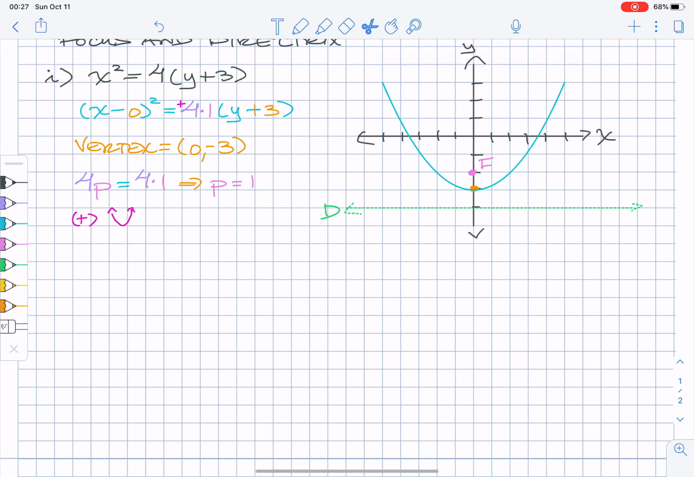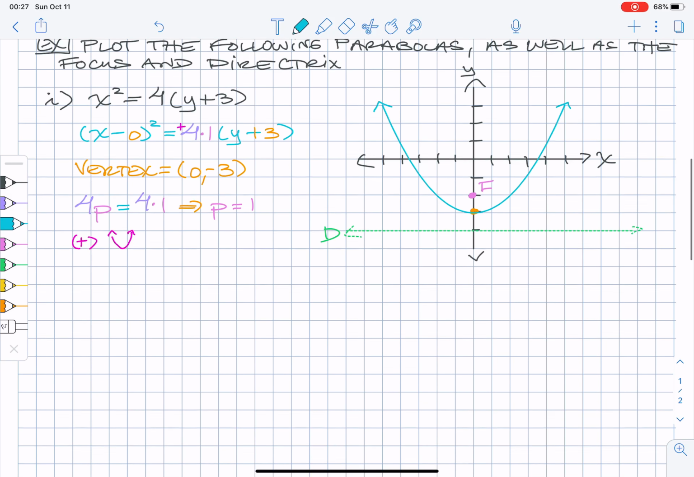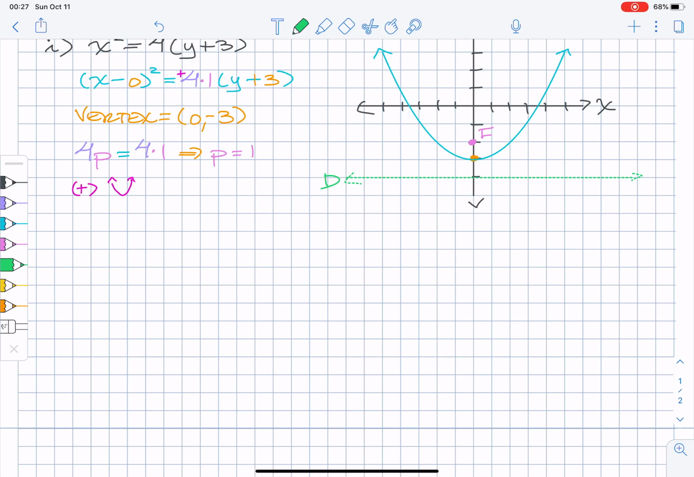Okay, something like so. And I'm going to note something. So let's note, what color should I use? Note.